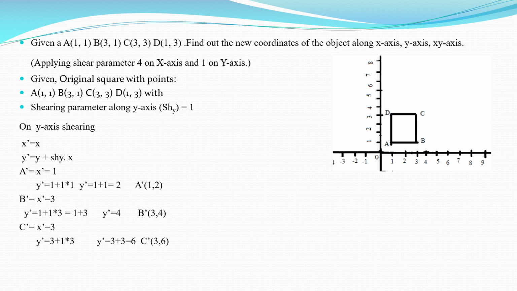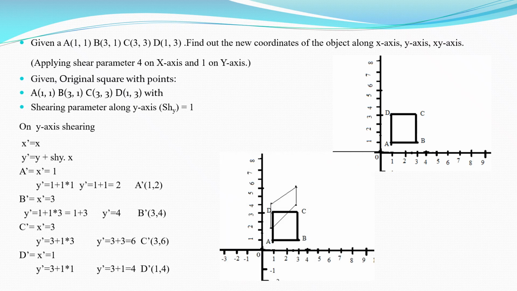Like this we have to calculate C dash and D dash. What do we get as C dash? 3 comma 6. The original C is 3 comma 3, and here it is 3 comma 6. The y values have changed because we applied the shearing parameter on the y-axis. This is a parallel line change. Okay, this is for shearing on the y-axis.